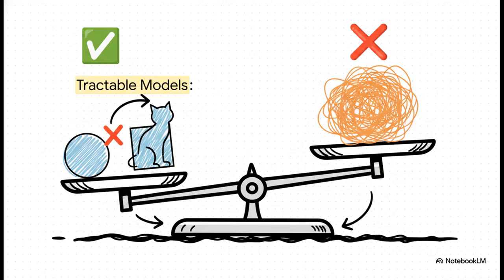On one side, you had these simple, tractable models. Think of them like stick figures. They're easy to draw, easy to work with, but they're way too simple to capture the rich complexity of a real photograph, right? Then, on the other side, you had these incredibly flexible models that could, in theory, describe anything. But they were so complex, they were basically impossible to train. So researchers were just hitting a brick wall.